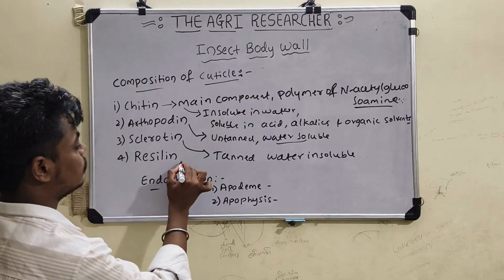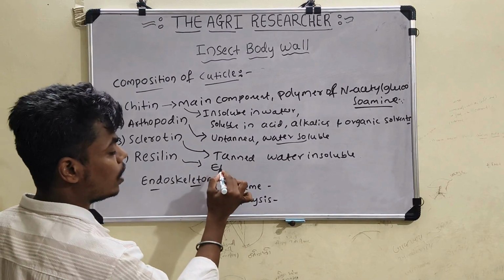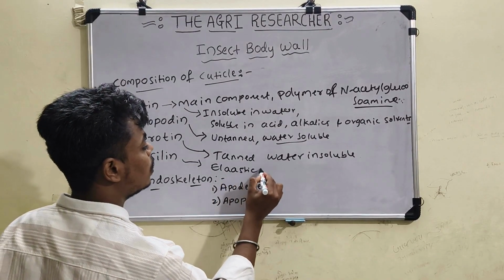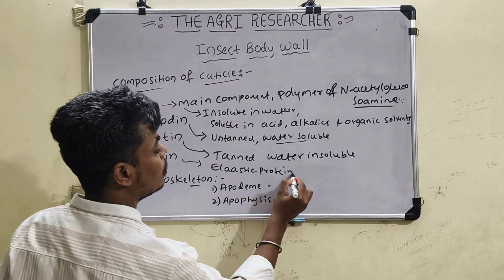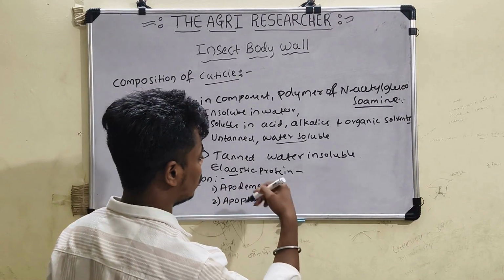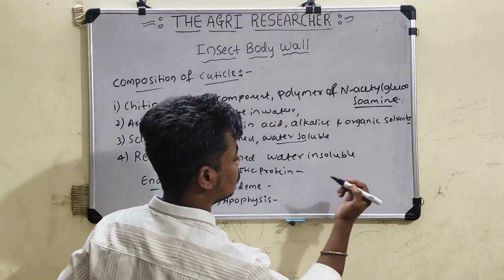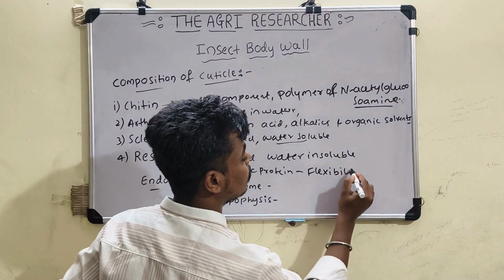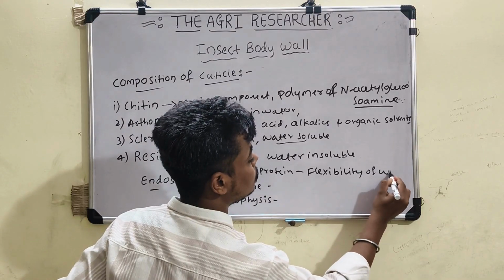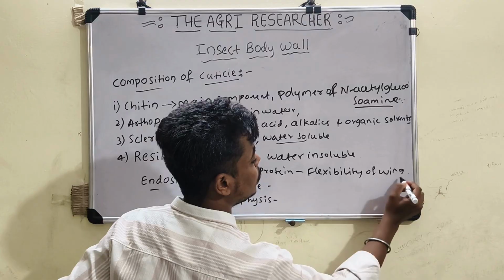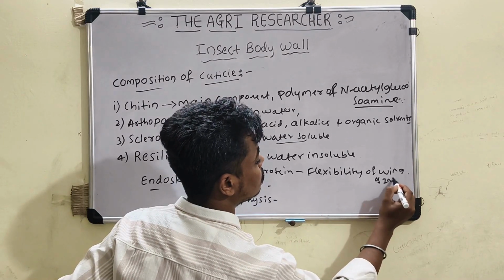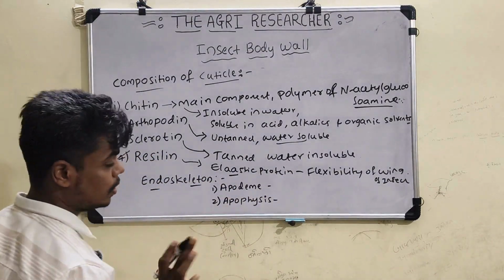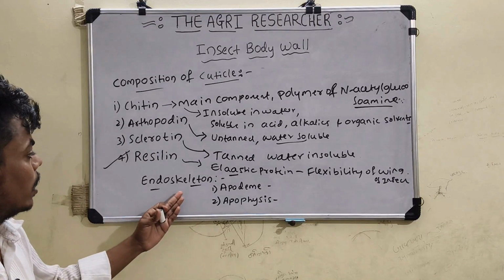And one is an elastic protein. Due to its elasticity it is present in insect wings. Due to this elastic property, it is helpful for the flexibility of the wings of insects. Many times this question is asked. Resilin. What is resilin? This is very important. Carefully. And then next come to the endoskeleton.